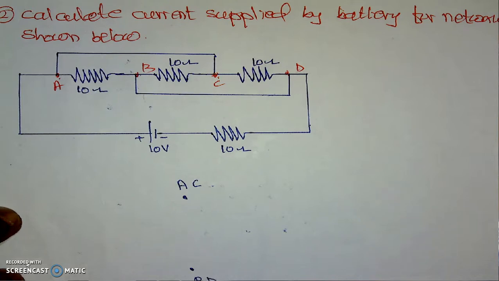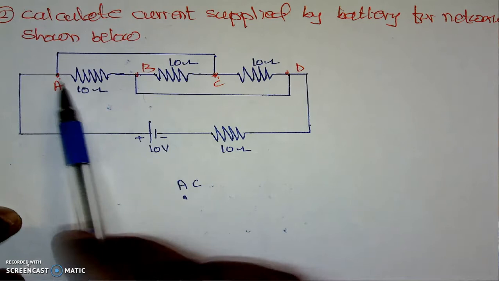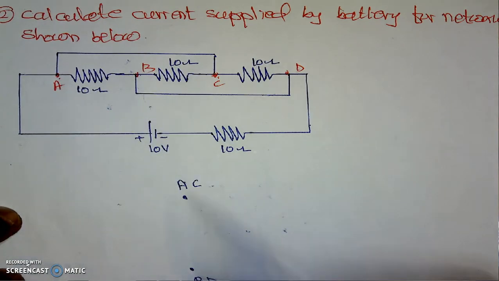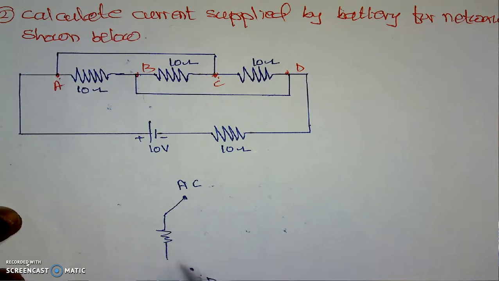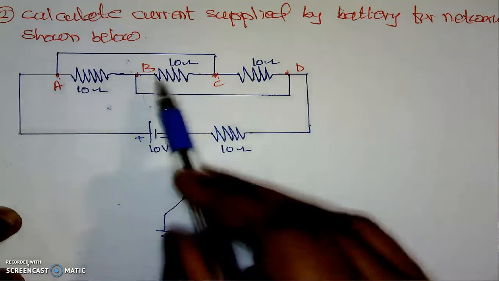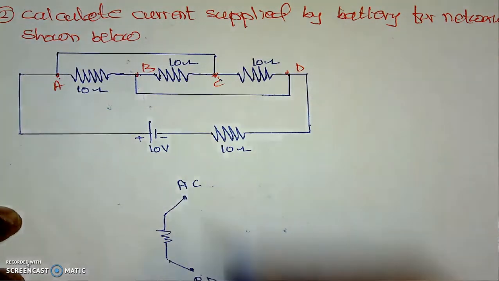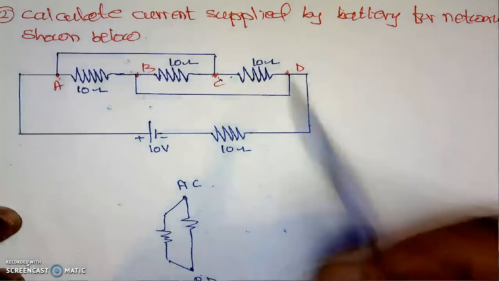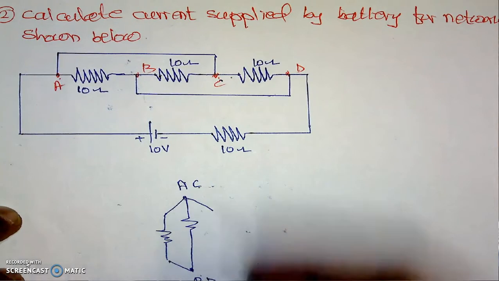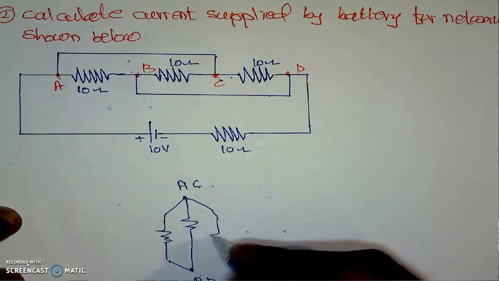And if I am connecting the respective terminals, here between A and B we have 10 ohm resistance. This is A and this is B. Between B and C we have another 10 ohm resistance. This is B and this is C. Then between C and D we have another 10 ohm resistance. Here is C. This is D.